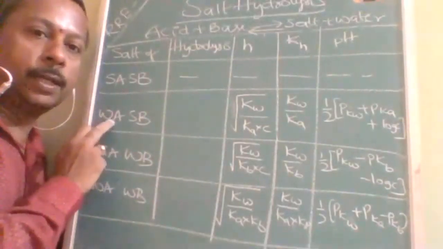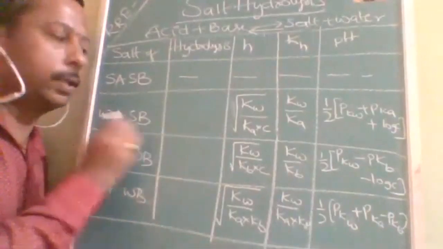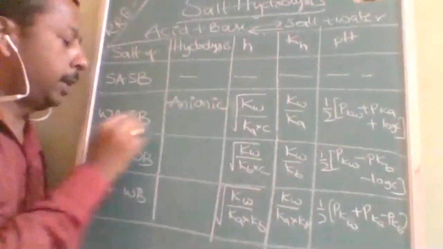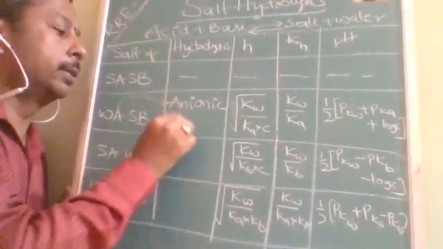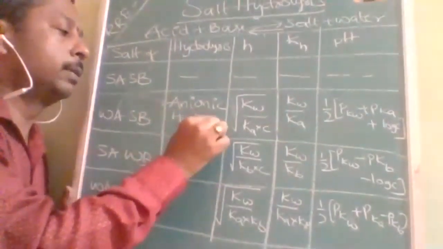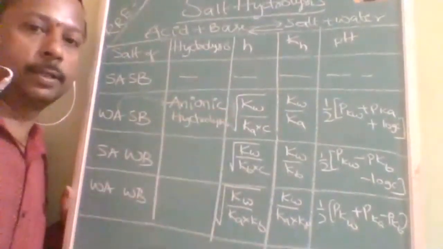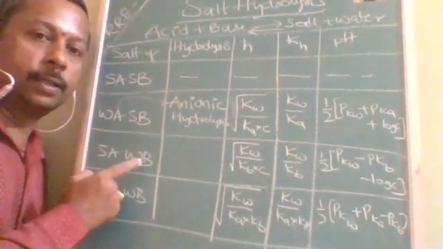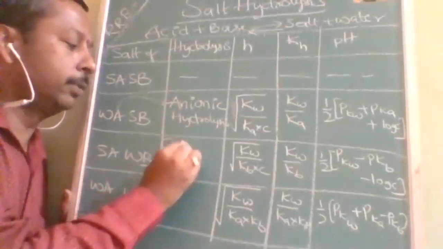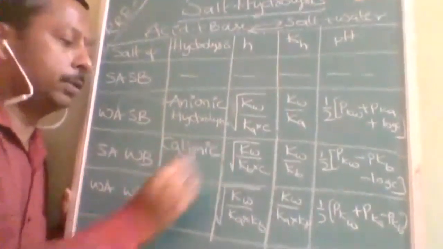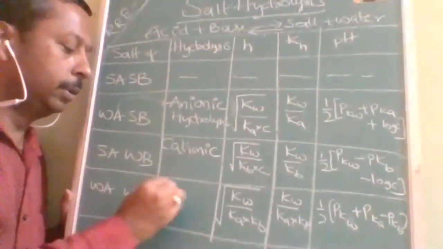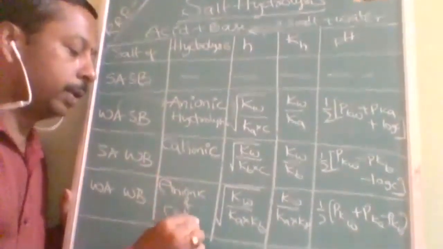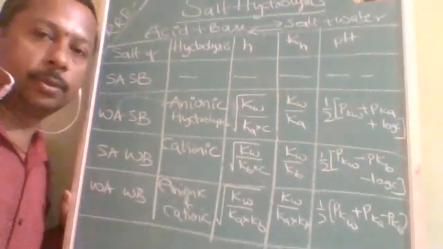So the weak acid will undergo hydrolysis, that is anionic hydrolysis. What type of hydrolysis will it undergo? Anionic hydrolysis. The type of hydrolysis they will ask you many times. Same way for weak base, here the base is weak, therefore instead of anionic, it is going to be cationic hydrolysis. If both are weak, both anionic and cationic hydrolysis are possible.